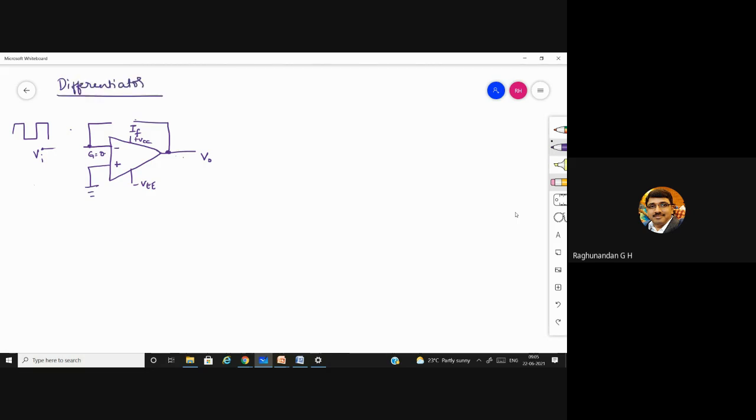So in the differentiator, here we are going to have feedback resistance RF, and here we'll have an input capacitance. So we'll have a capacitance connected to the input side. This is the only change we are having. If you give a square waveform, it will give you a ramp wave or sawtooth wave. It is going to convert one form into another form.